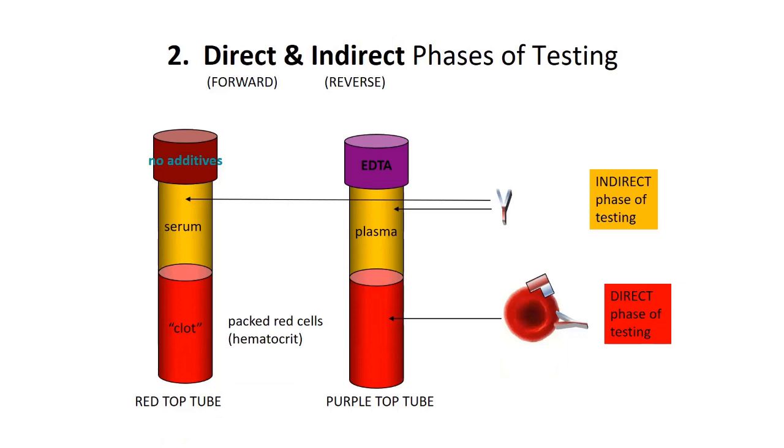When we talk about indirect phases of testing, we're describing the interrogation of plasma antibodies or serum antibodies, again, not yet bound to their target, but waiting for us to determine what they land upon if we have informative laboratory investigative surfaces.